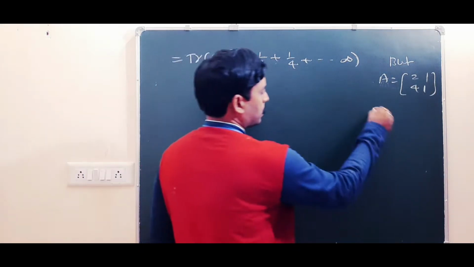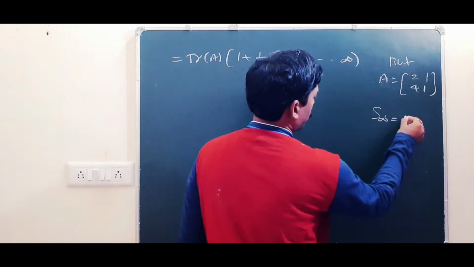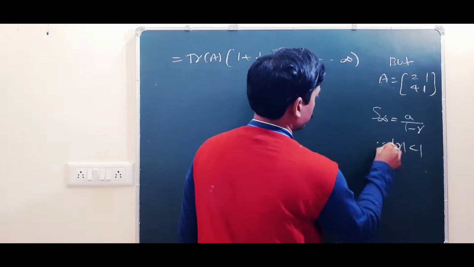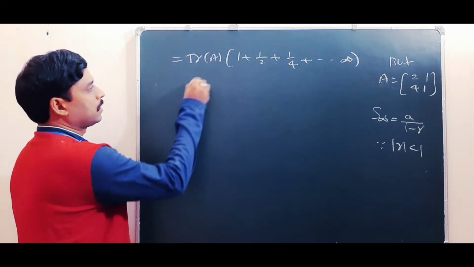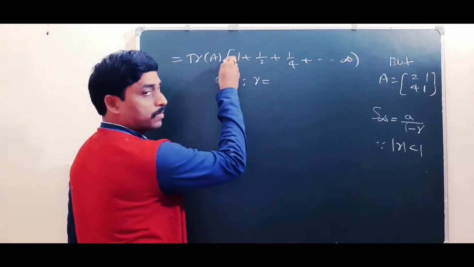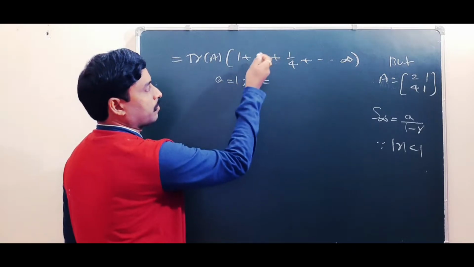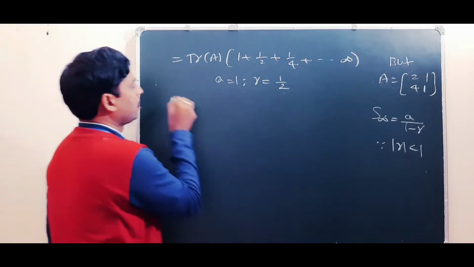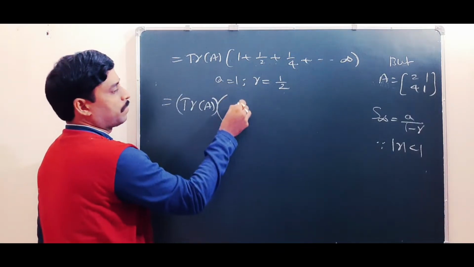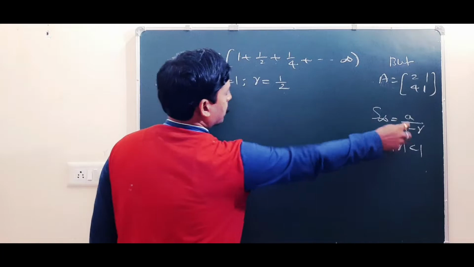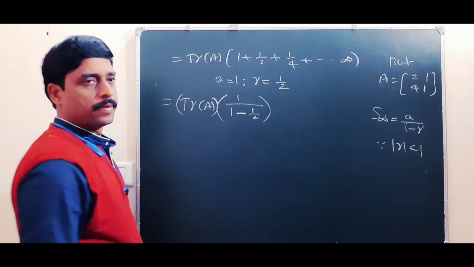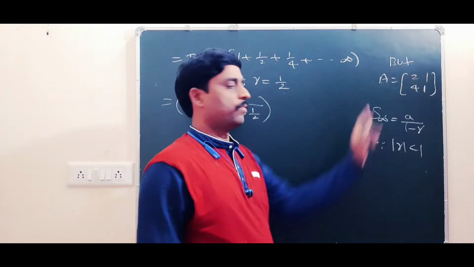What is the infinite GP formula? Sum of infinite GP is equal to a by 1 minus r, where modulus r is less than 1. In this, a is equal to 1, the first term, and r is the common ratio: 1 by 2 by 1 is equal to 1 by 4 by 1 by 2, equal to 1 by 2. Therefore trace of A into a by 1 minus r. What is the formula? a by 1 minus r, with a value 1 and r value 1 by 2. But A is given as 2, 1, 4, 1.